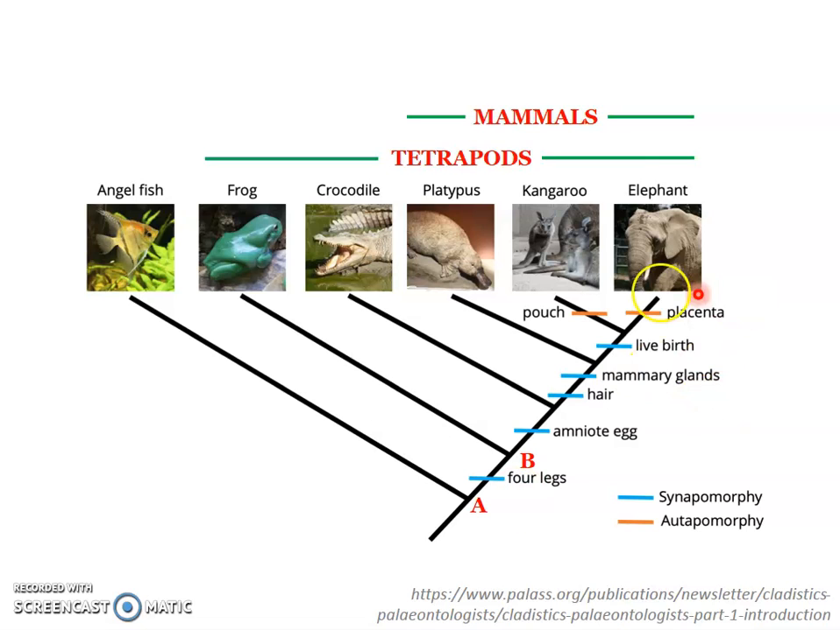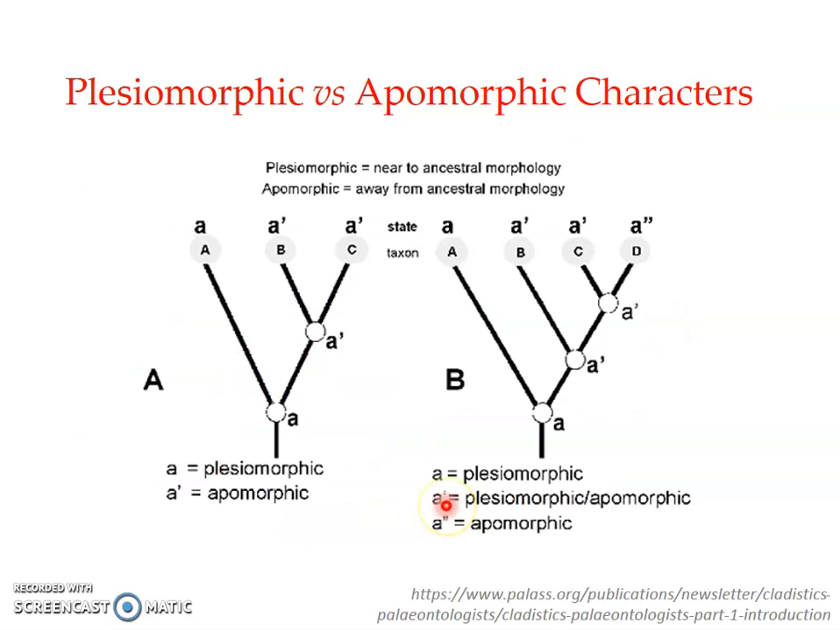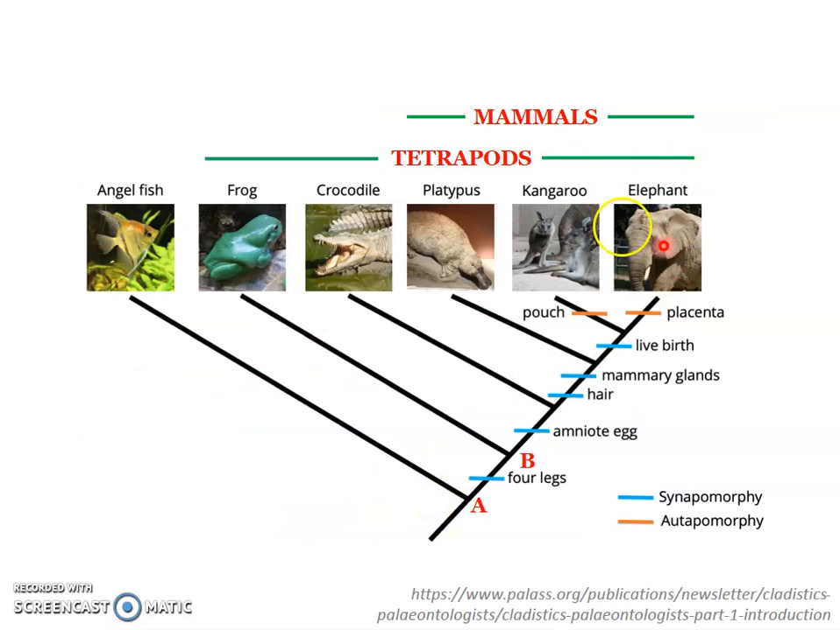Here we have the placental mammals, and the placental character is autapomorphic. That is, it is a derived character unique to one group. Clear? It is unique to the placental mammals. But what about these characters? These are synapomorphic.